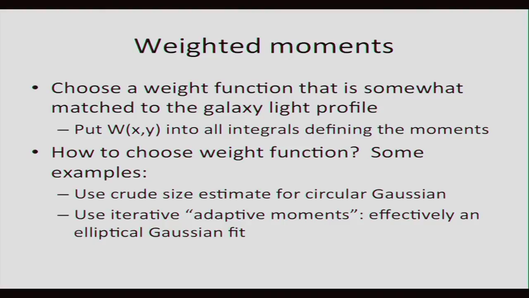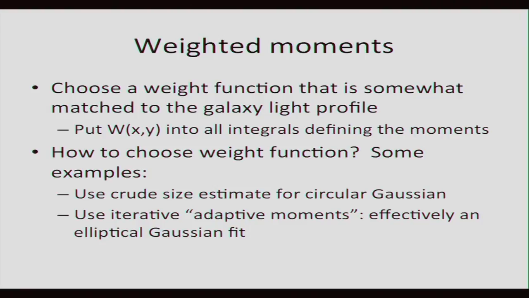So there are some examples you could imagine. You could imagine doing a crude guesstimate of the size and then just make a circular Gaussian with that sigma. There is also something that is commonly used called adaptive moments. Adaptive moments are essentially an elliptical Gaussian fit to the object. So you could imagine doing a moments estimate. It's going to be noisy. You use that to define an elliptical Gaussian. Then you remeasure the moments with that elliptical Gaussian, get an answer out, use that as the weight function for another round, and iterate over and over until you're getting out what you put in.